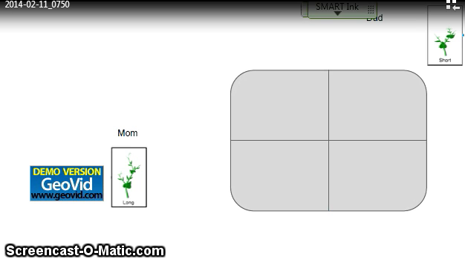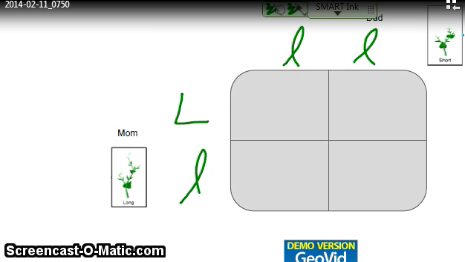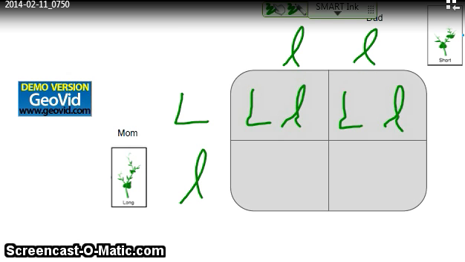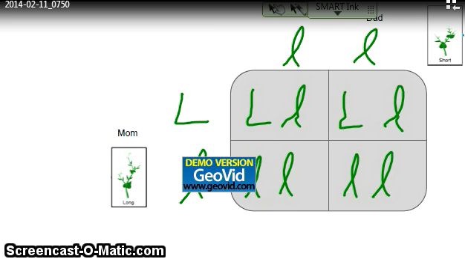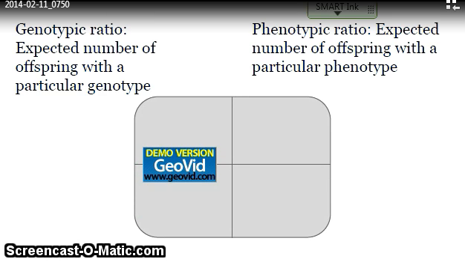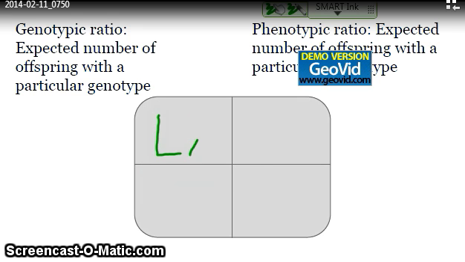So now we're going to put these gametes on a table. We put the dad on one side, the mom on the other, and pretty much just do all the possible combinations in the boxes. As you can see, the top two are going to be long stem plants, and the bottom two are going to be short stem plants. And the top are heterozygotes, and the bottom are homozygotes.